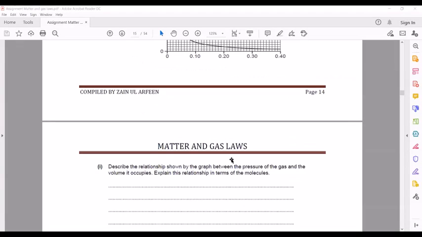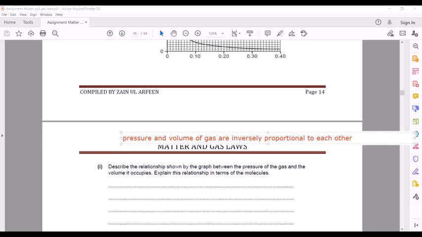So what you will write here, because as we know, what is the relation between pressure and volume? Pressure and volume are inversely proportional to each other. So that is 1 mark. Pressure and volume are inversely proportional to each other. That's 1 mark. Then how do you explain this relation?